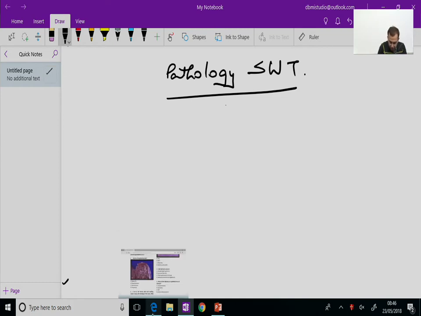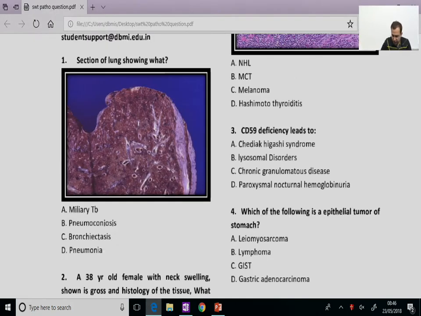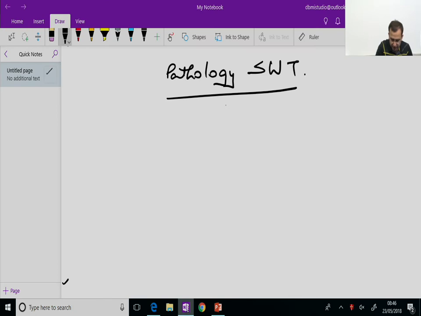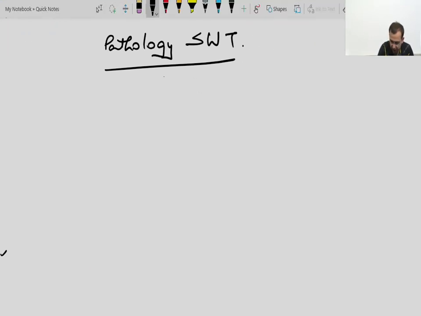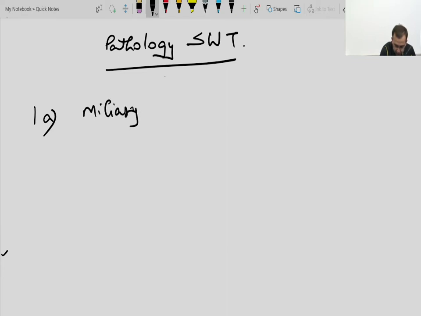So starting with the first question, section of lung showing. Now this is a pretty famous image because this came in this year's AIIMS paper also, and the answer is A, that is miliary TB. Now why is it miliary TB?